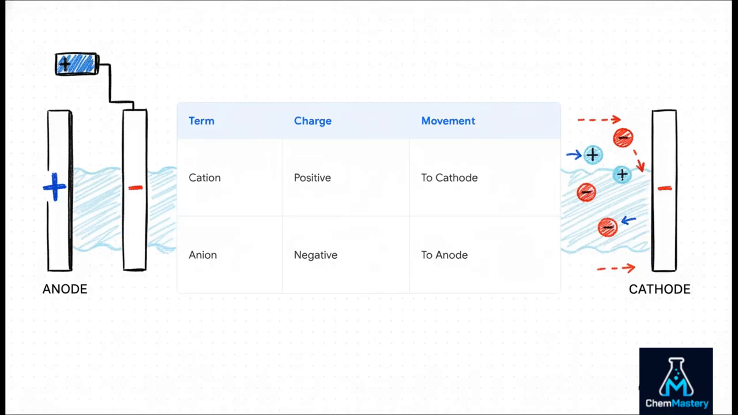Let's quickly break down the terminology here because keeping these names straight is absolutely key. The electrode connected to the negative terminal of the power supply is called the cathode. The electrode connected to the positive terminal is the anode. Because opposite charges attract, notice how the positively charged ions, the cations, naturally migrate through the liquid toward the negative cathode. Meanwhile, the negative ions, the anions, are pulled right toward the positive anode.